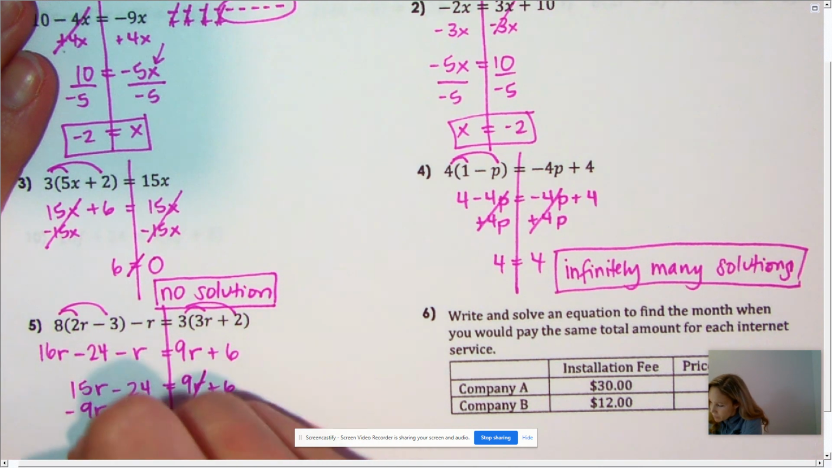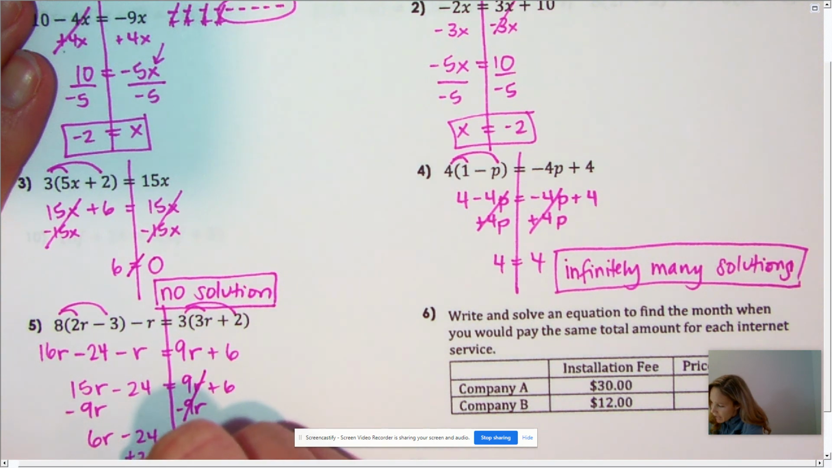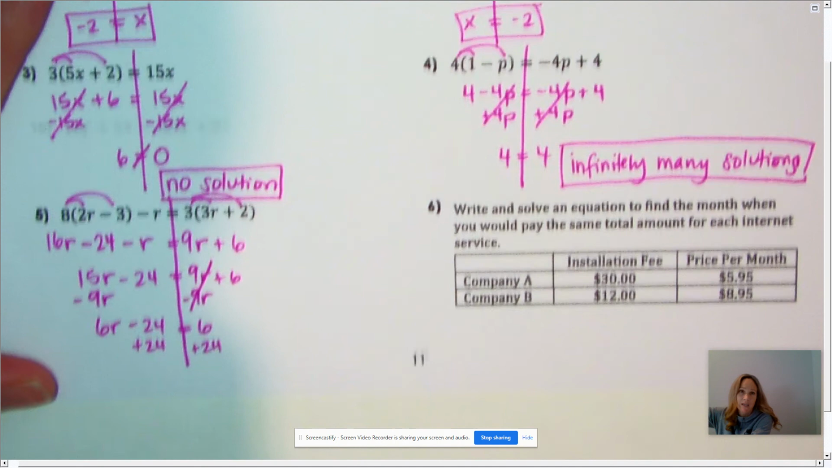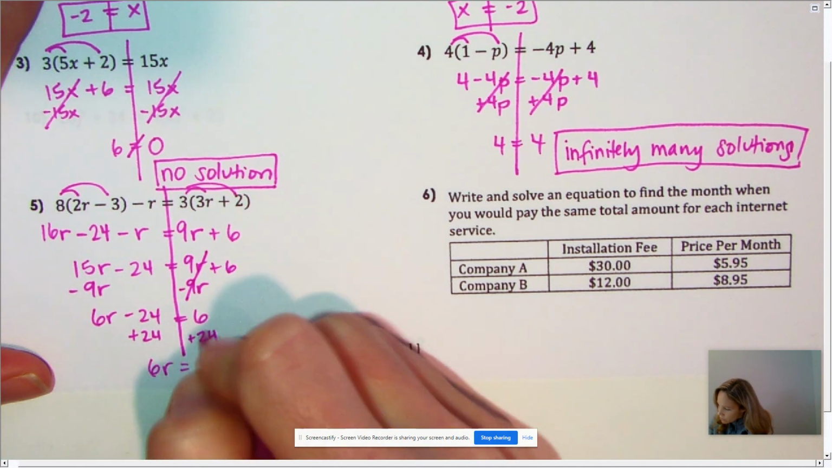15 r's take away 9r would be 6r. Take away 24 is equal to 6. Then I'm going to add the 24 on both sides. Now it's just a normal 2-step equation that we did yesterday. So then we have 6r is equal to 30.